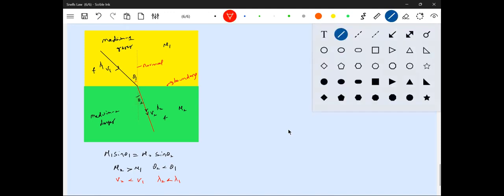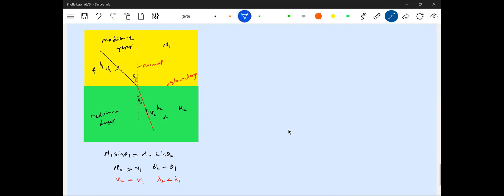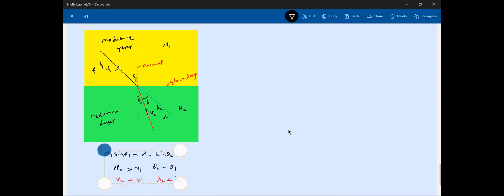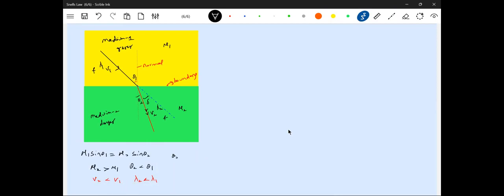And then can we get the deviation suffered by it? If there is no change in medium, it would have propagated in this direction. So what is the deviation suffered by the ray? The deviation suffered by the ray is delta. So here can we just bring the deviation? Theta 2 plus delta equals theta 1. So deviation equals theta 1 minus theta 2, or angle of incidence minus angle of refraction. That is the deviation suffered by the ray when it moves from rare to denser.